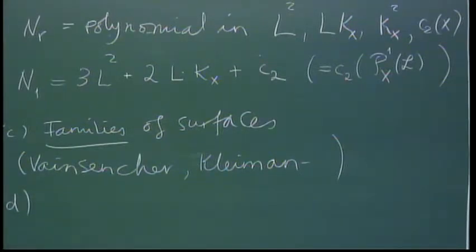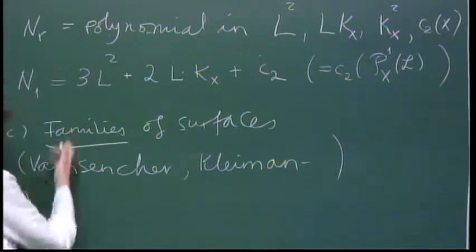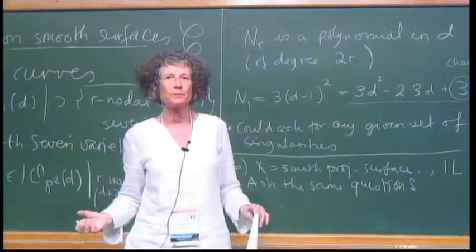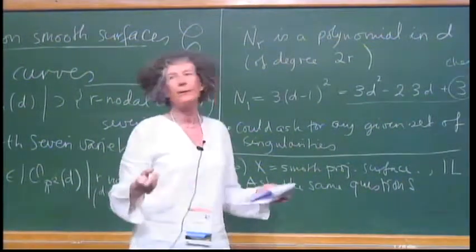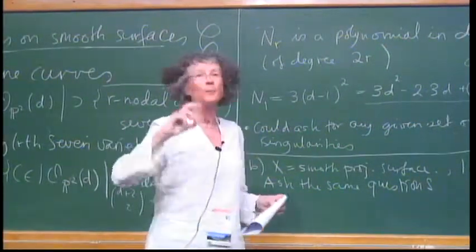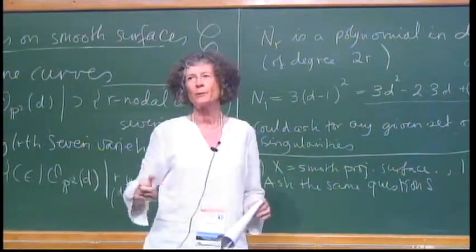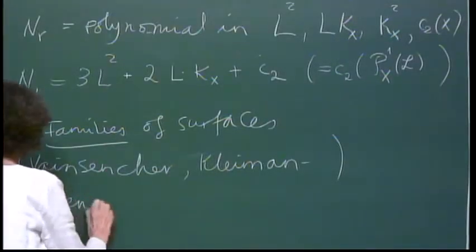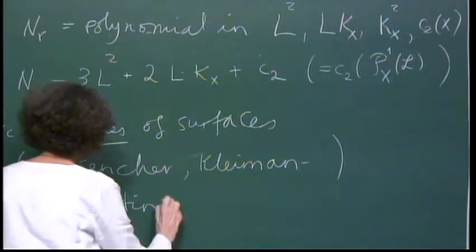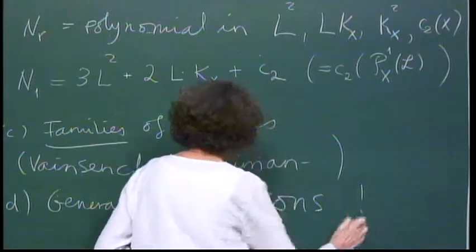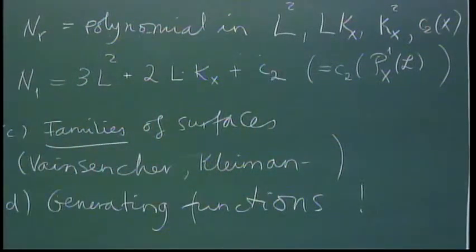Now, of course, the very central and interesting part is that, since I have for each r a polynomial, you can make a generating function. So you take N_r with something, and then you introduce a variable t to the power r, and you sum. So you get a formal power series in these classes, and the structure here is very, very interesting.